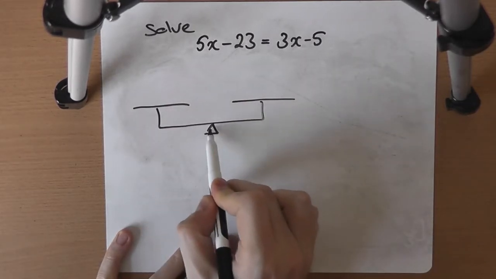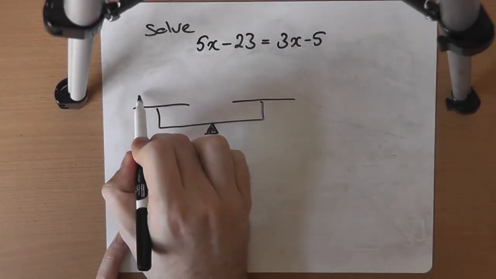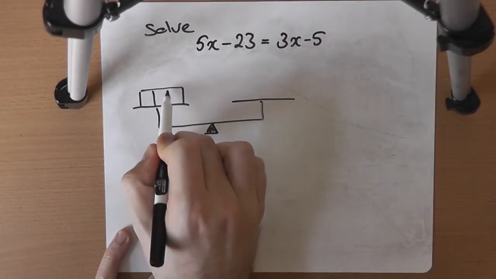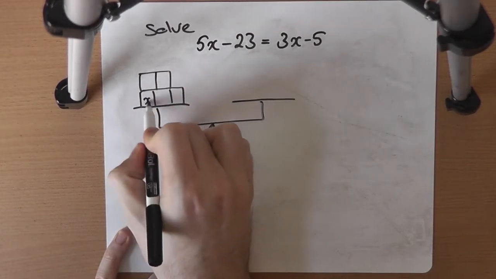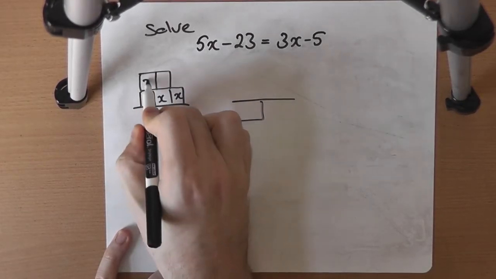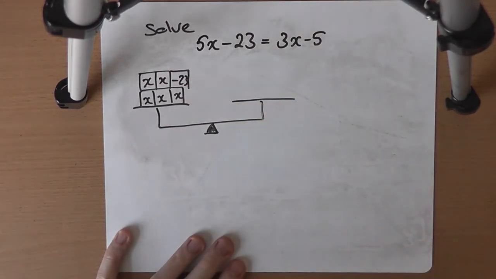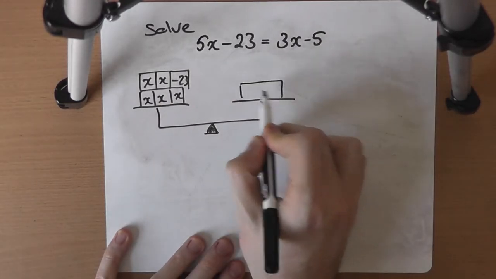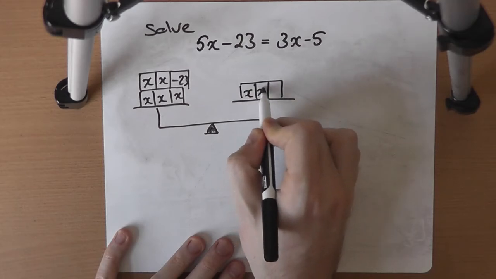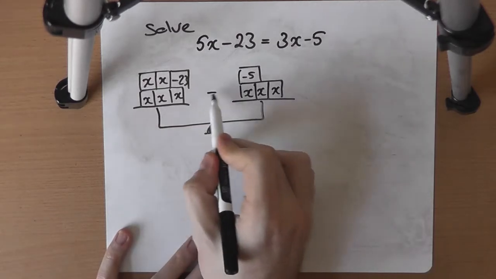Here we go then. So there's our blank scales ready to be set equal to each other. On the left hand side then we've got 5 x's, and we have got a minus 23. We are going to write that as a minus 23 because we don't want to lose any of the information in there. So there's 1, 2, 3, 4, 5 x's and a minus 23. And on the other side we have got 3 x's for the 3x, and we have got a minus 5. And they are equal to each other.